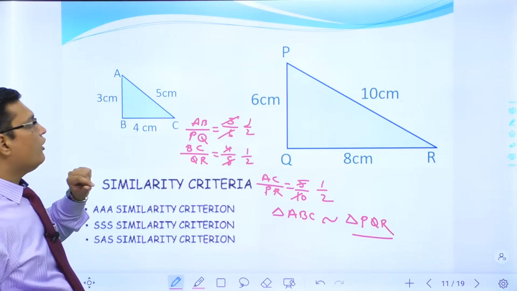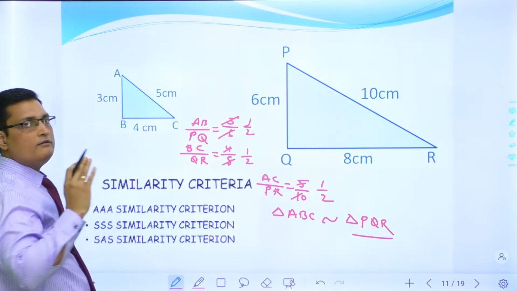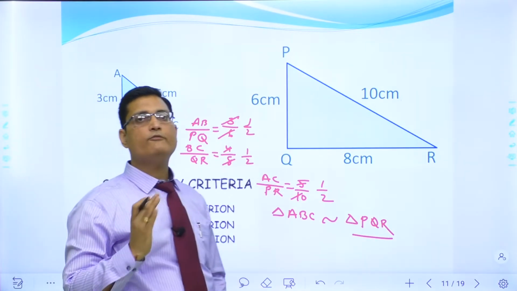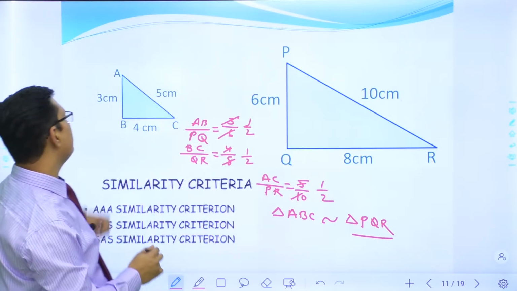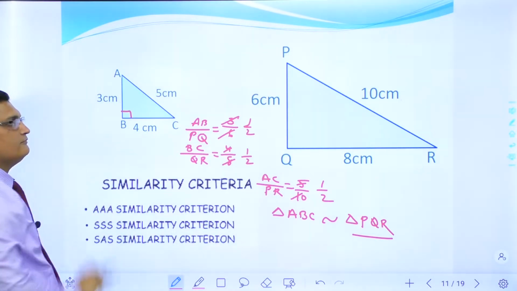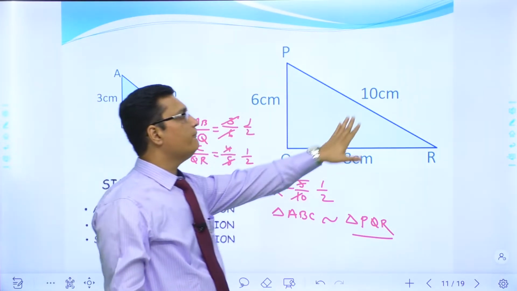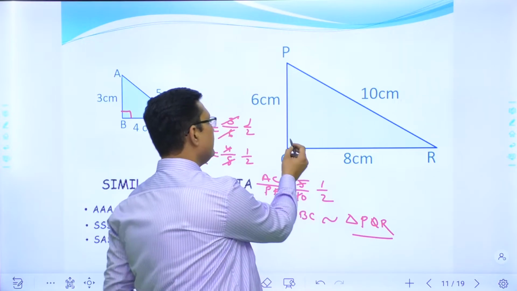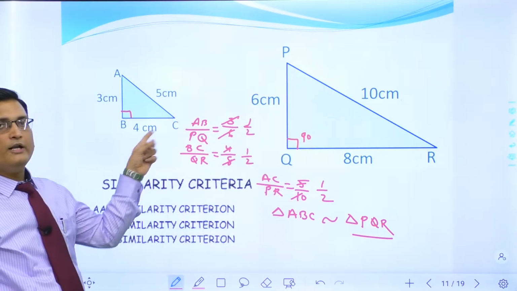Understand, first of all, in these figures I have taken the Pythagorean triplet 3, 4 and 5. You all know that it is a Pythagorean triplet. It means this figure is a right triangle making 90 degrees here. In the other case also, this is a Pythagorean triplet. So this is again 90 degrees. So students, one angle is equal.